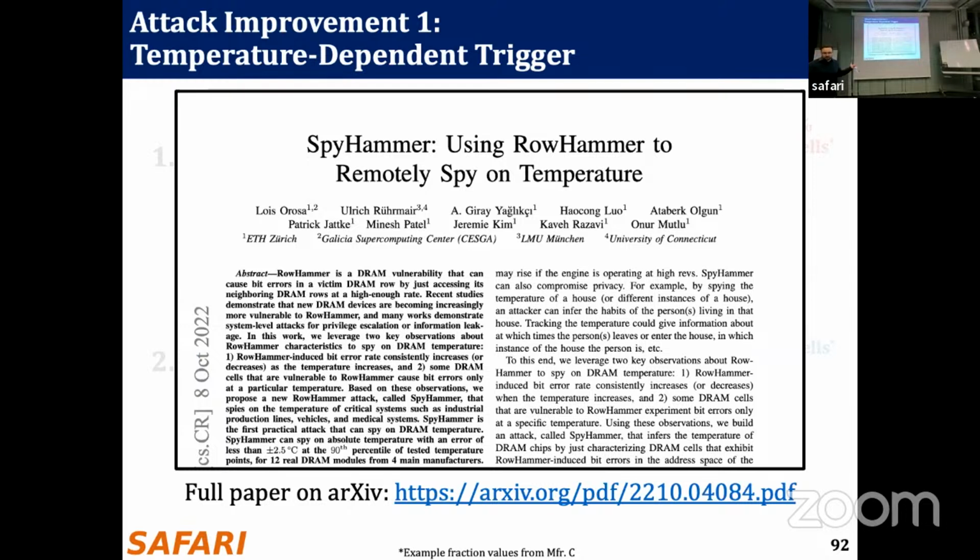And based on that, there is a paper on arXiv, and I assume it will appear in IEEE Access sometime soon. SpyHammer, led by Luis Orosa. So you can go check this paper. It's available online on arXiv already. It shows how you can spy on the temperature using RowHammer.